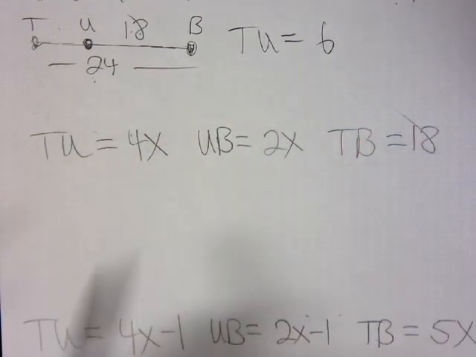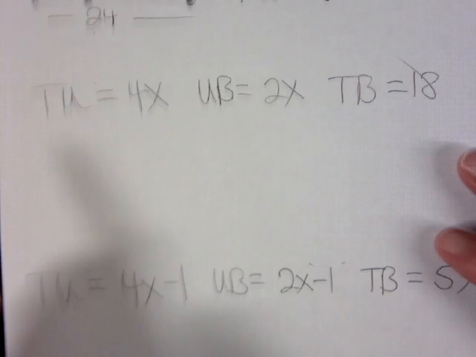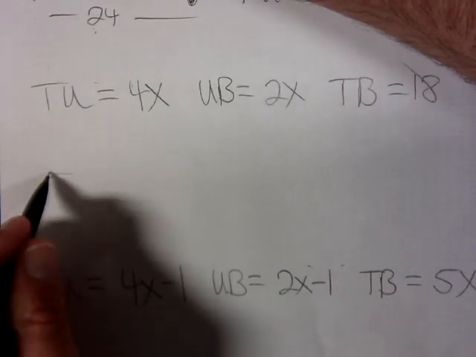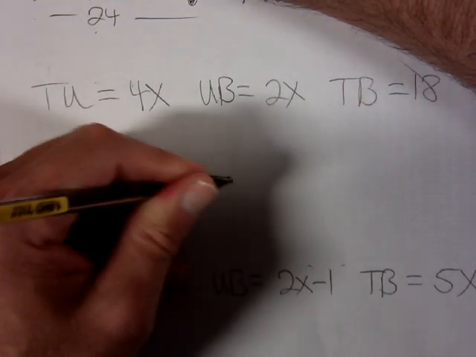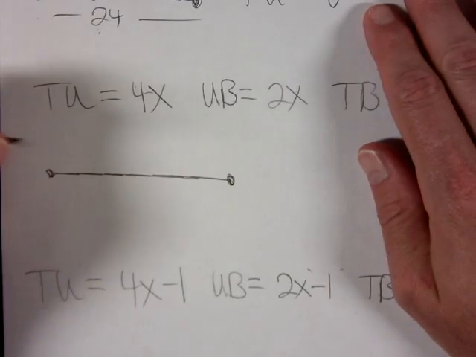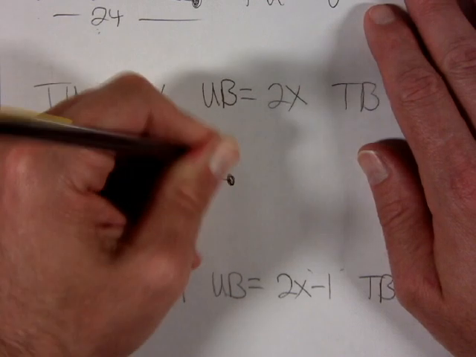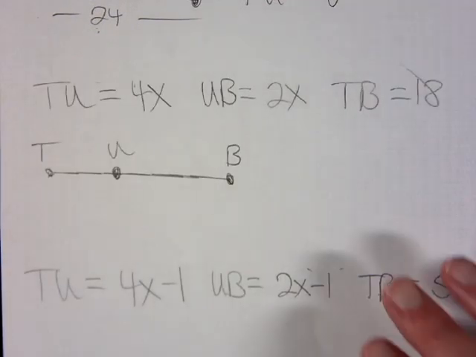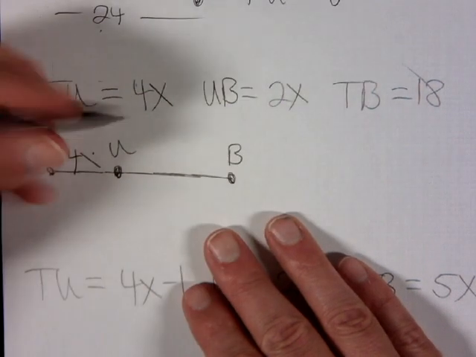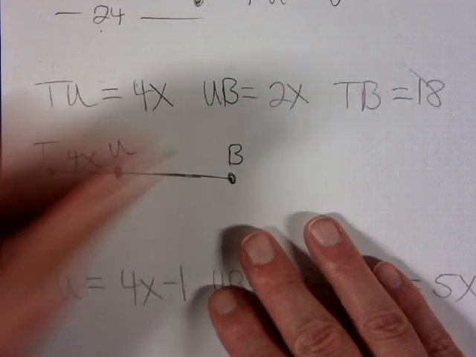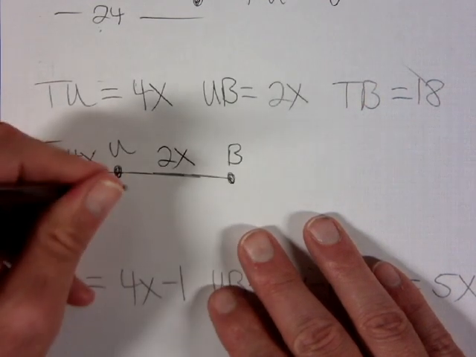So the directions are the same for all these problems. U is between T and B. So let's draw it again. U is between T and B. Now let's label the parts. TU is 4x. UB is 2x. TB is 18.